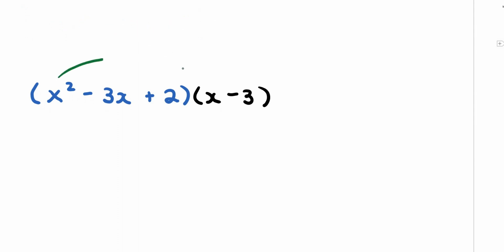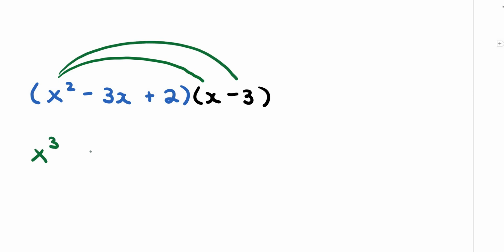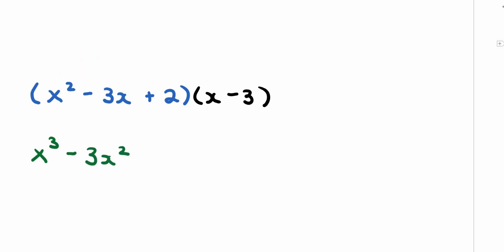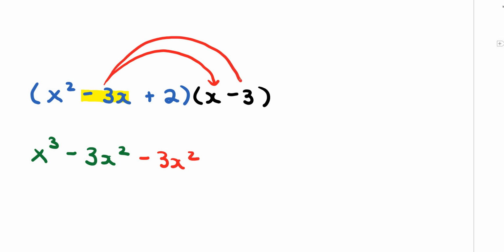So it's first times first now. So x squared times x is x cubed. And x squared times negative 3 will be negative 3x squared. Okay, so that's done. And then we take a look at our negative 3 now, and our negative 3 will multiply with this x, which is negative 3x squared. And then this negative 3 times the negative 3x will be positive 9x. So that's done.